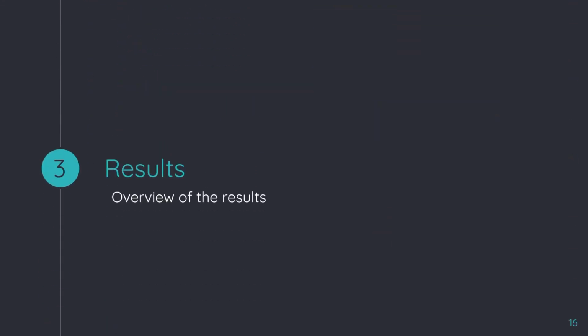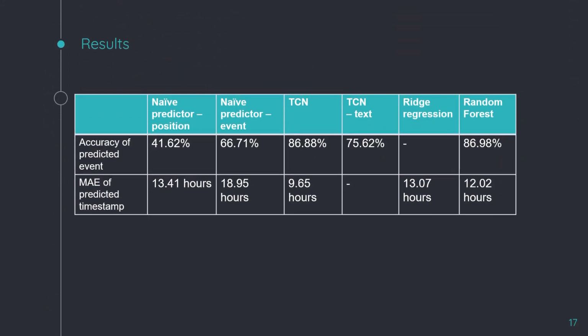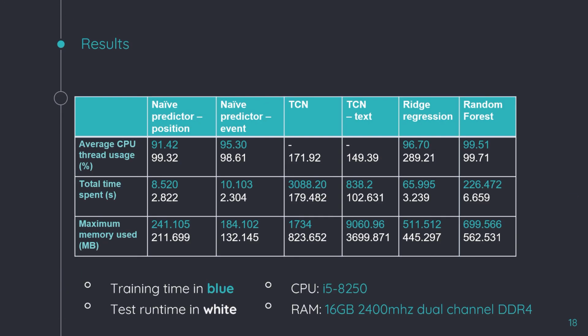Going to the results. These are the results you previously already saw in the slides. The runtime. The training runtime is colored blue and the test runtime is colored white. The TCN training runtime was calculated by hand. The results are averaged over 10 runs and statistics are plotted every 100 milliseconds.